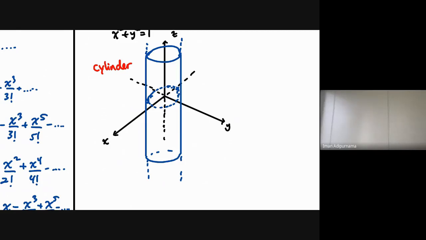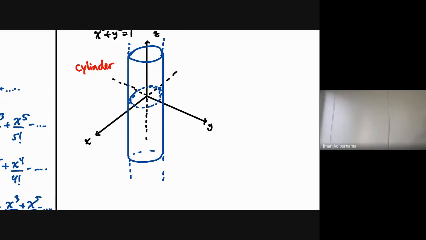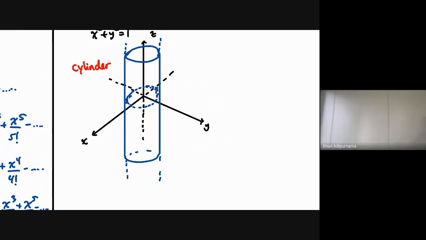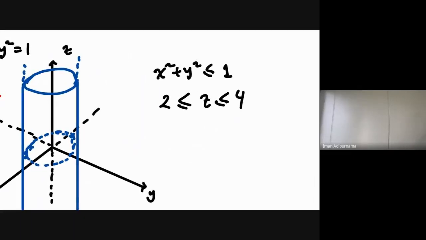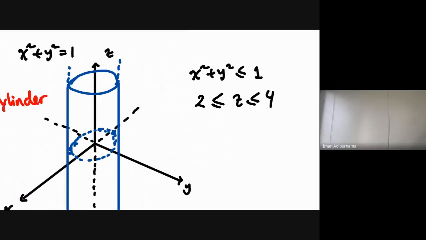And then if you limit or you have restrictions for the circle, for example, let's say x squared plus y squared is less than or equal to 1, and z is not unlimited but maybe 2 to 4, which means the cylinder will be limited from z equal 2 until z equal 4. Let's say this is the 2 and this is 4. So this is our cylinder.